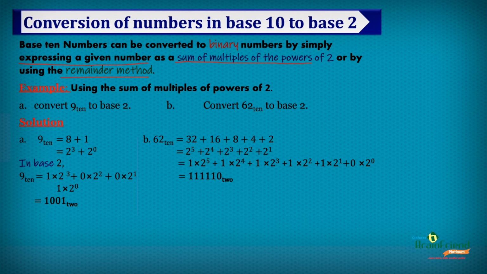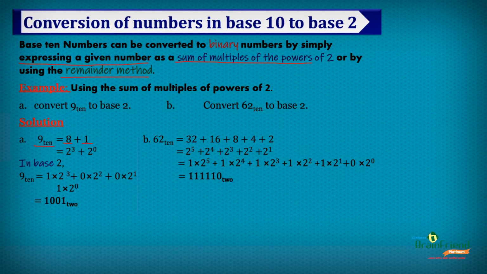Now, we have an example. We are expected to use the sum of multiples of powers of 2 to convert the number 9 in base 10 to base 2, and we'll convert 62 in base 10 to base 2. Now, let's look at how we go about this. The number 9 in base 10, we must first split it into multiples of powers of 2. And the closest or the biggest multiple of 2 here is 8. And then we have 1 as the remainder. So 8 plus 1 gives us 9.